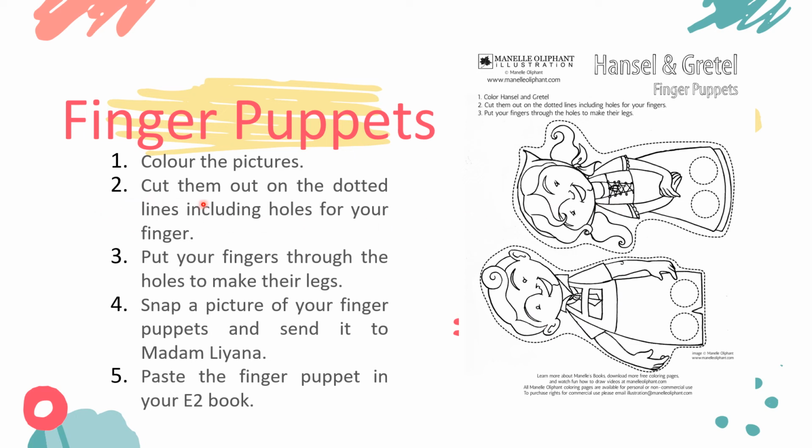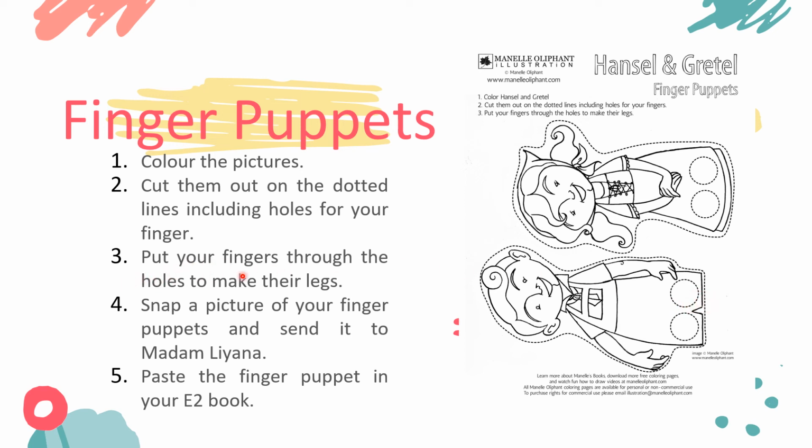Number 2, cut them out on the dotted lines, including holes for your finger. Okay, kemudian kamu kena gunting. Okay, gunting line yang bintik-bintik ni, yang putus-putus ni. Okay, termasuklah bulat kat tengah ni. Ni adalah untuk awak masukkan finger awak, jari awak. So tu kita panggil dia finger puppets.